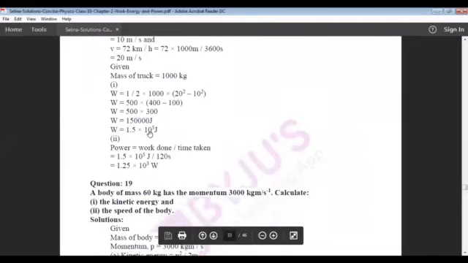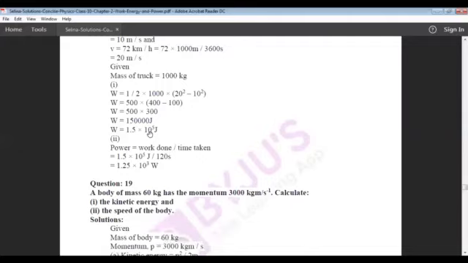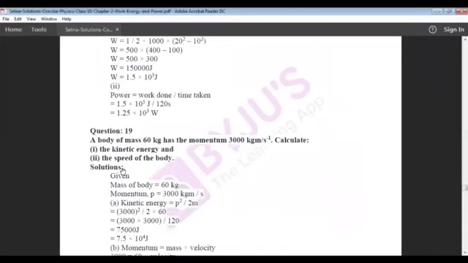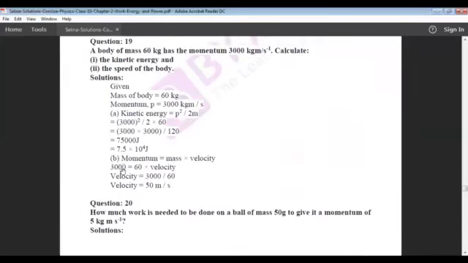Second one, you need to find the power. Power is work done divided by time taken. Time taken is 120 seconds. So if you substitute the value, you're going to get the power as 1.25 into 10 raised to 3 watts. Question number 19. A body of mass 60 kg has the momentum 3000 kilogram meter per second. Calculate the kinetic energy and the speed of the body.